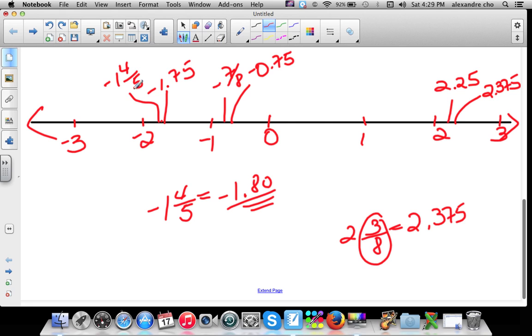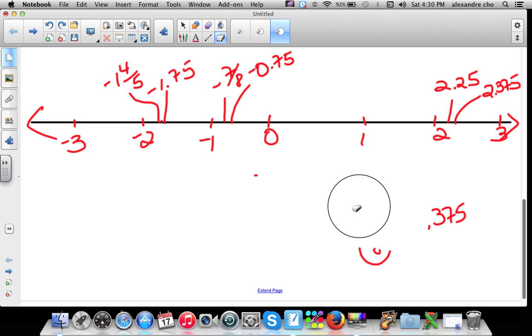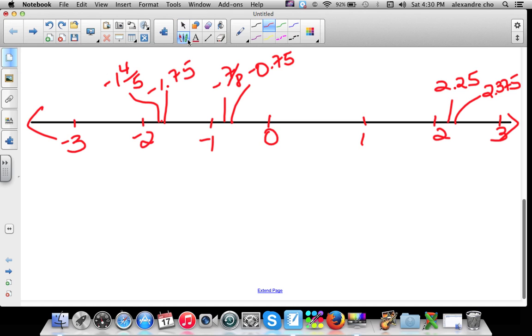Okay, and that's it. Now that I have my number line, let me just take a second here and erase this. My numbers are plotted. I can easily determine the order just by looking at my number line and going from left to right. So smallest number, -1 4/5.